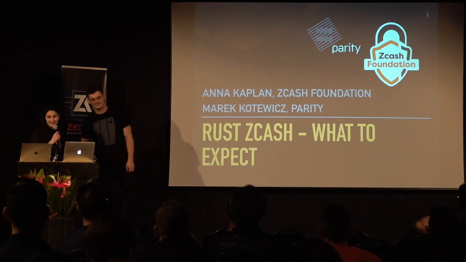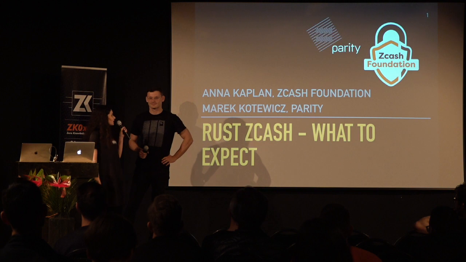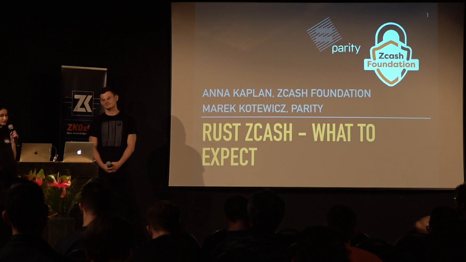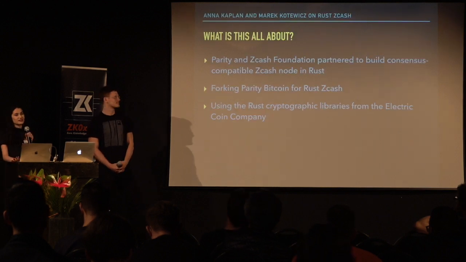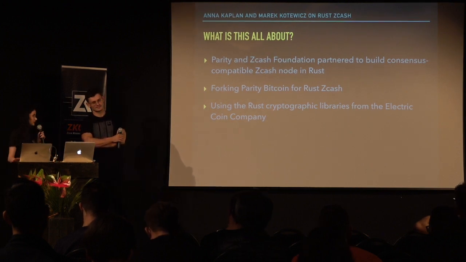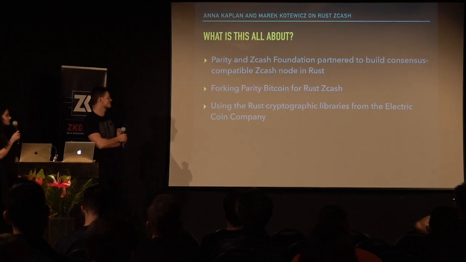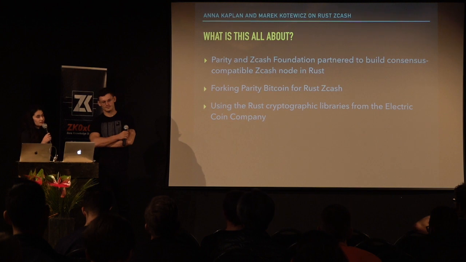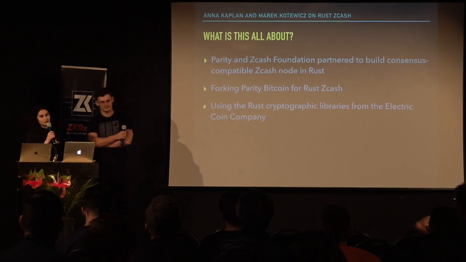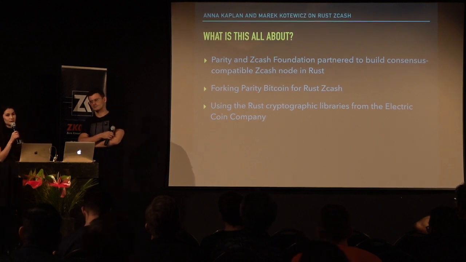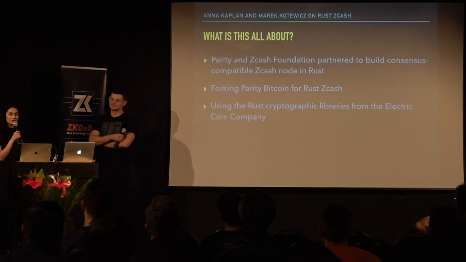Thanks. Yeah, exactly. So we are here to give you a quick overview of what is happening right now regarding Zcash and the Zcash implementation that's on the road. There is right now in development a Zcash Rust implementation done by Parity, located here in Berlin. Last autumn, Parity and the Zcash Foundation partnered to give an implementation in Rust. This is a fork of the Parity Bitcoin code, and we're using the Rust cryptographic libraries from the Electric Coin Company, formerly the Zcash Company.